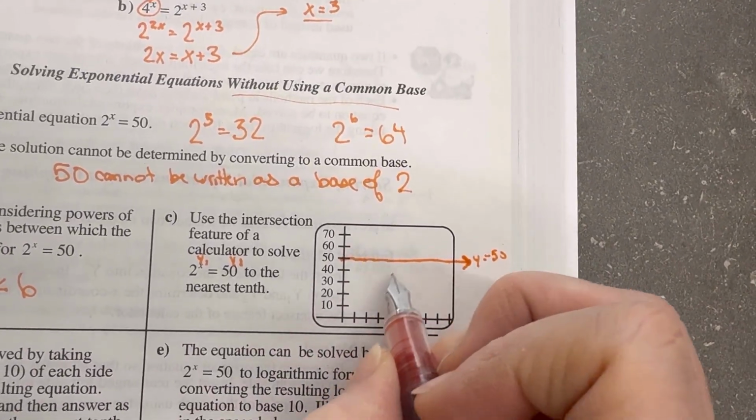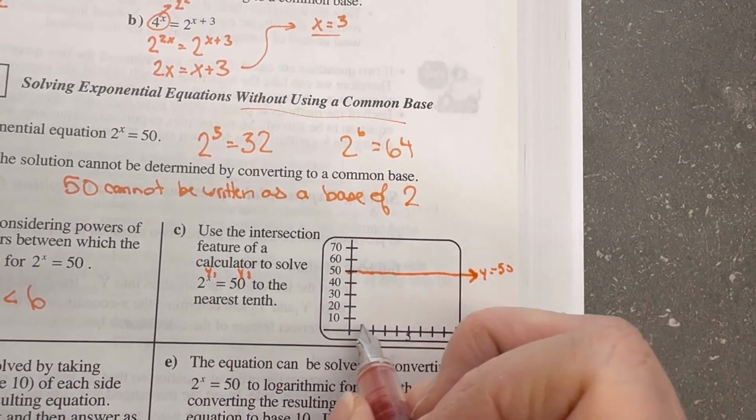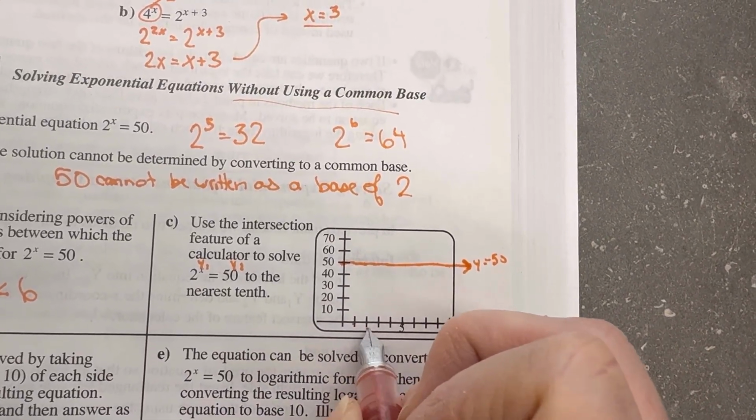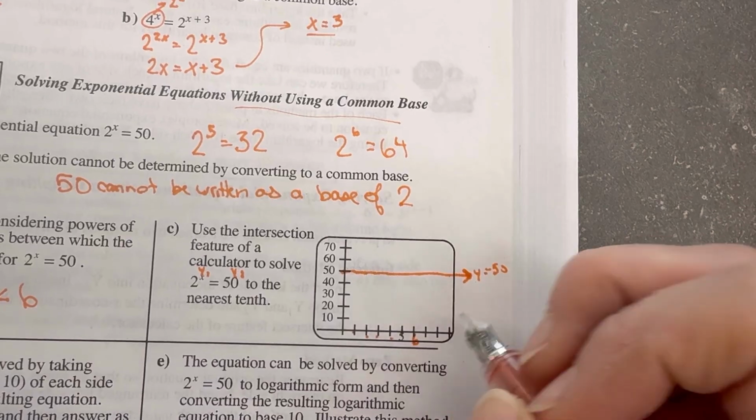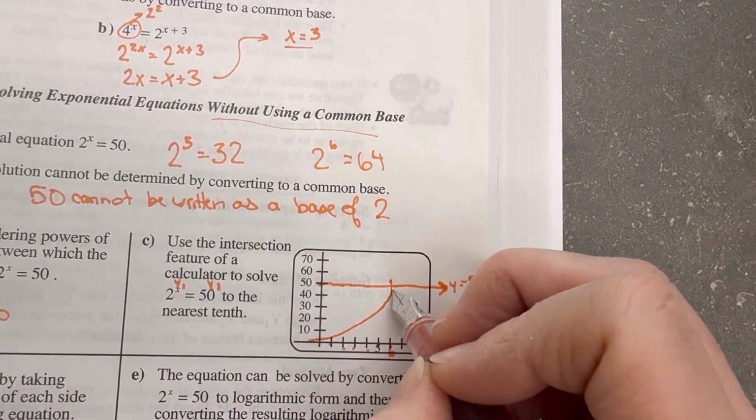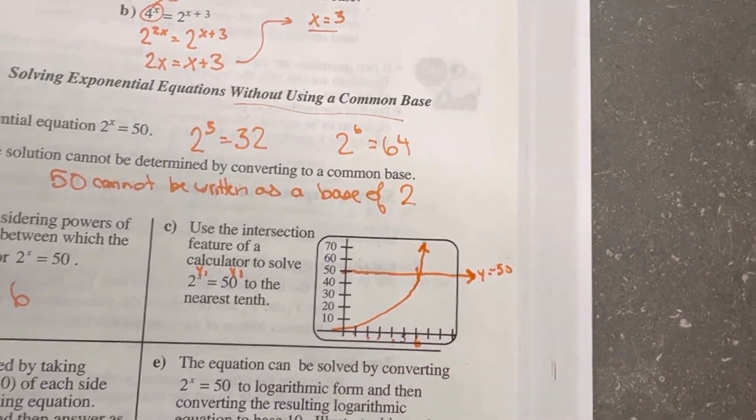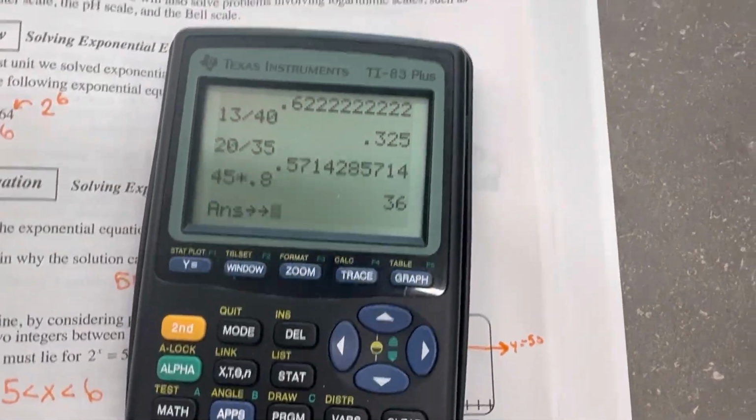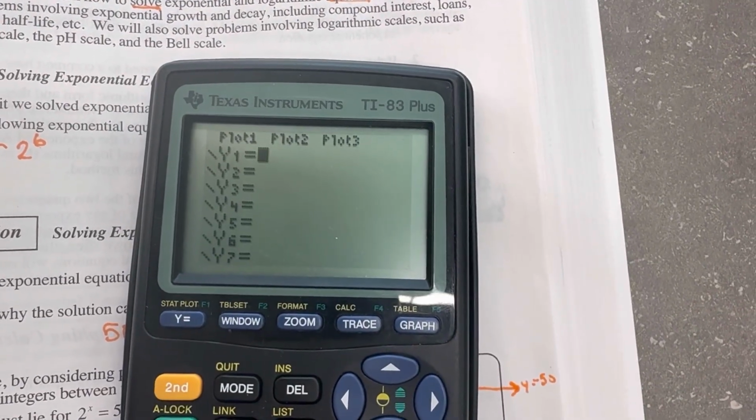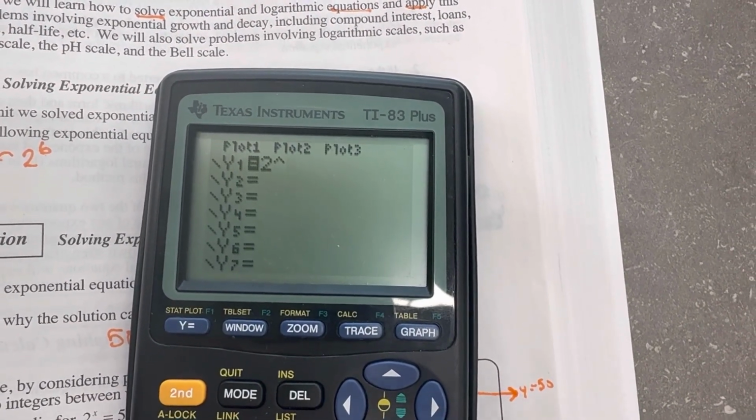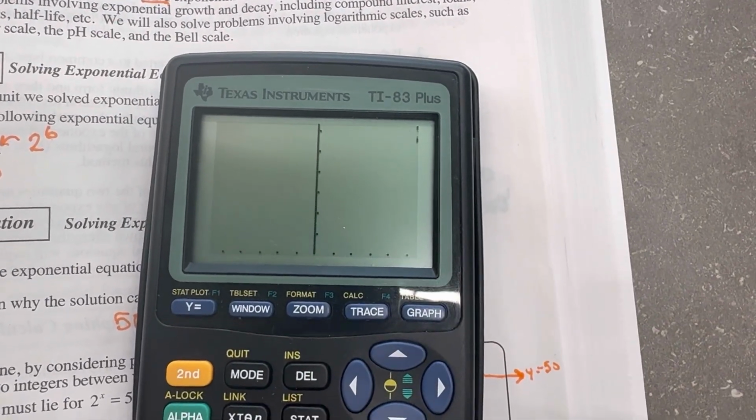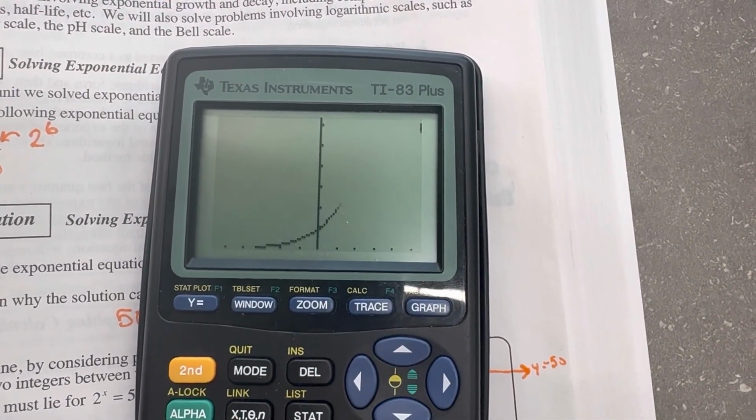And then your doubling is going to go up like that. So there's my 5 and there's my 6. 1, 2, 3, 4, 5. There's 6 right there. So it's going to be somewhere up in there. Okay, so that's what it's going to look like, but we need to actually go into our graph. So clear, and we want 2 raised to the power of x, and then we want 50, graph, and we might have to change our windows here, I'm guessing.